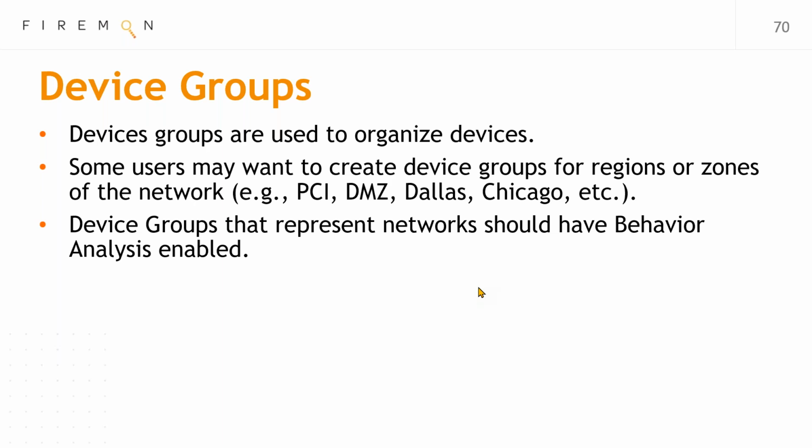You could again do it by geographical distinction or devices, perhaps by criticality, or if you have other compliance requirements like PCI or HIPAA, you might want to group your devices accordingly. And again, you can nest device groups within other device groups, and a device can belong in more than one device group as well, which will provide you with total flexibility on how you want to organize them. Also, just on a side here, device groups that are going to represent networks should have behavior analysis enabled when you create them, which will allow you to do those traffic simulations for access path analysis and network mapping.